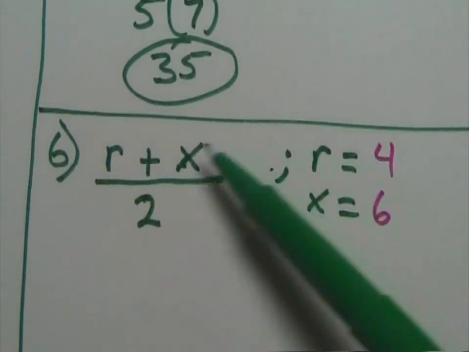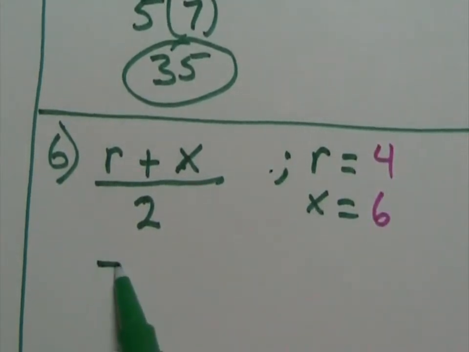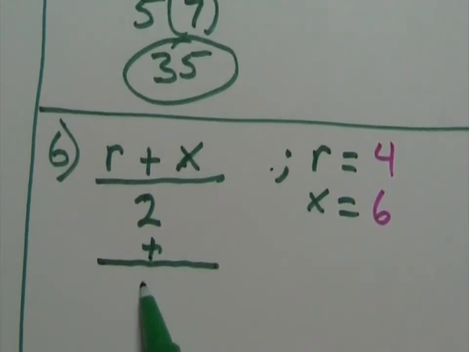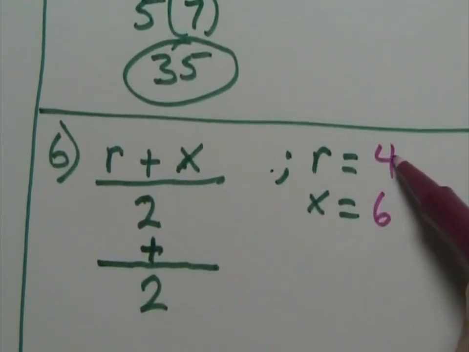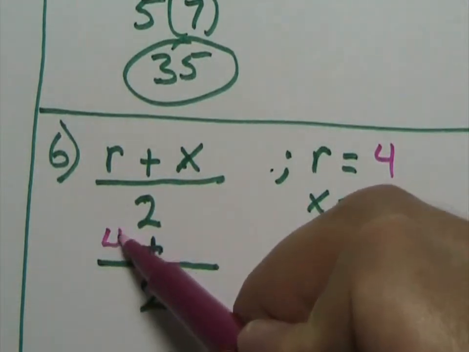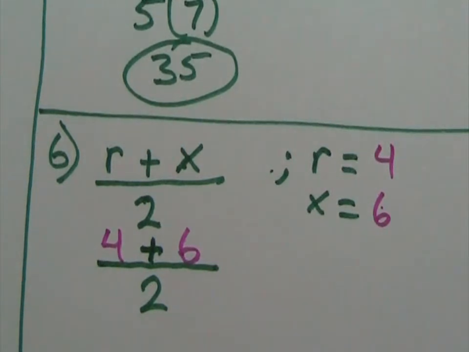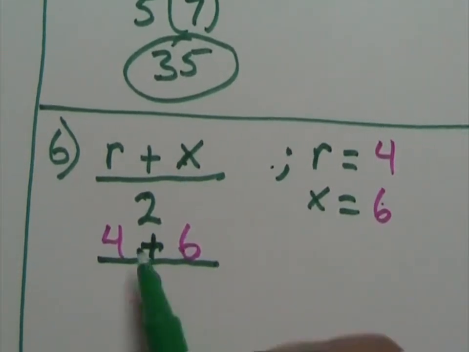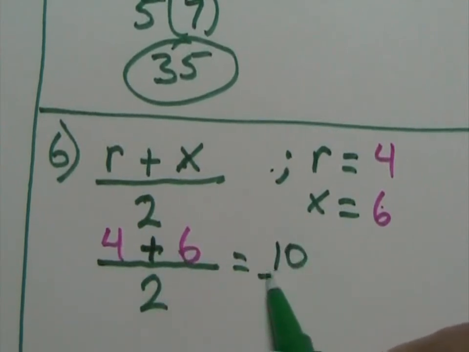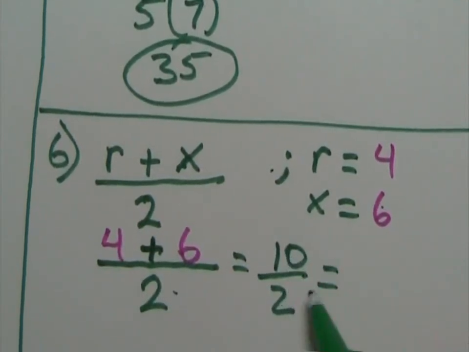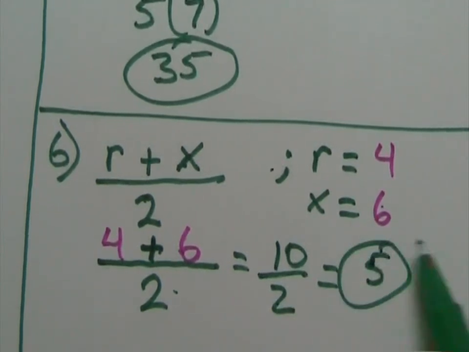Okay, on number 6, we have r plus x, all divided by 2, where r is 4 and x is 6. So I'll plug 4 for r, I'll plug 6 for x, and I'll total those out. Well, 6 and 4, I like going sideways here. 6 and 4 is 10 divided by 2. 2 goes into 10 5 times.